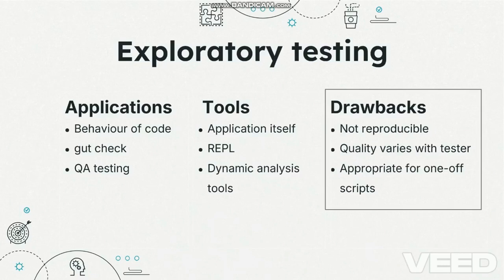Since this type of testing depends on the tester's own skill and judgment, the results can vary, and it's harder to even know how much of the software was fully checked. Exploratory testing is really useful for quick checks, early investigations, and one-time tasks.